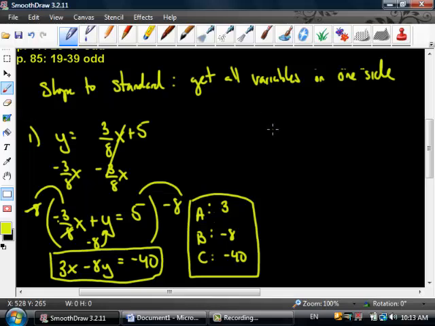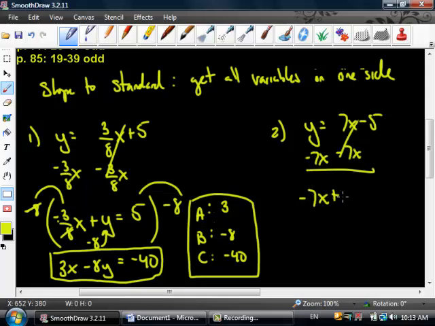Okay. Number 2. Let's see. How about something easier? y equals 7x minus 5. Remember, get all the x's and y's on one side of the equal sign. So I'm going to go ahead and subtract 7x from both sides. Negative 7x plus y equals negative 5.